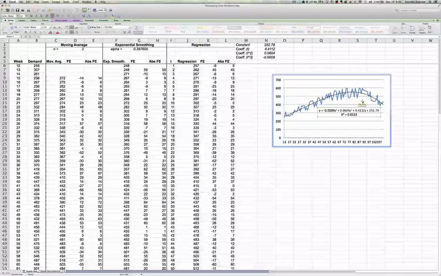This concludes my discussion of the forecasting techniques that are moving average, exponential smoothing, and time series regression.